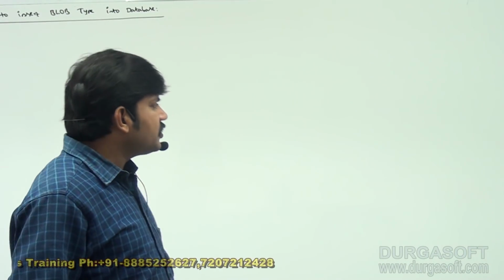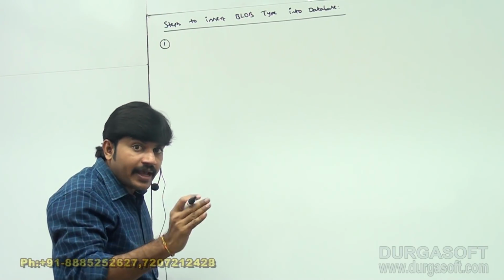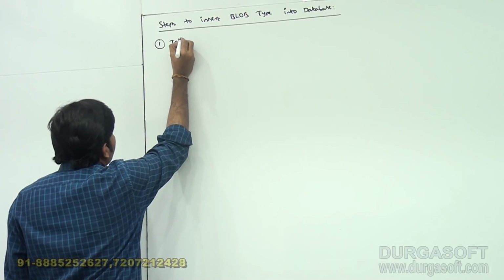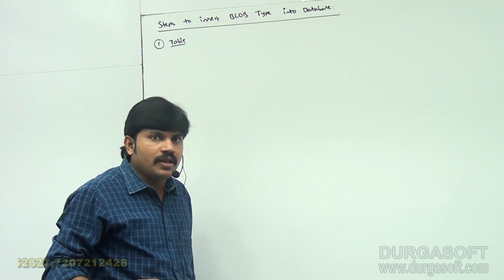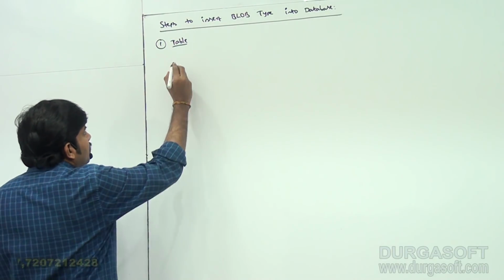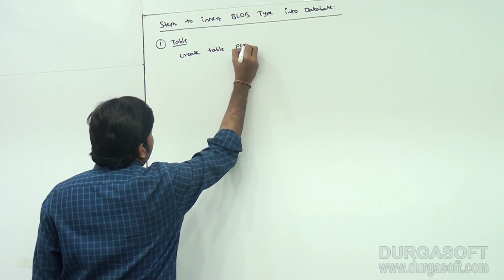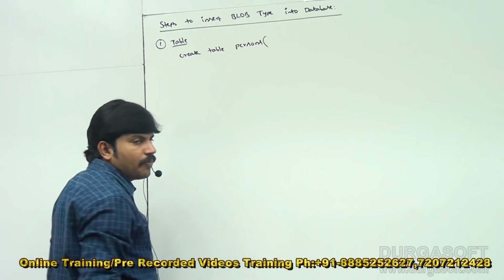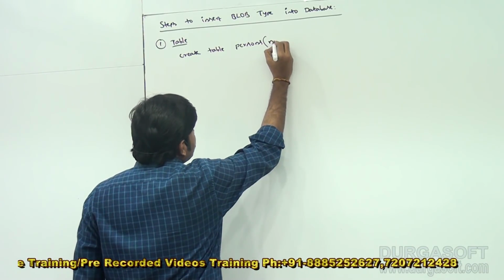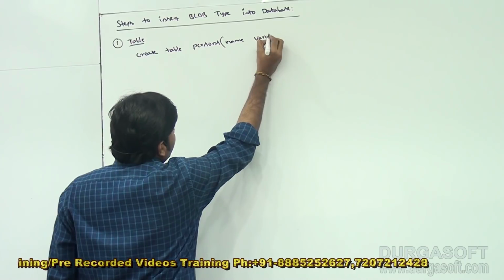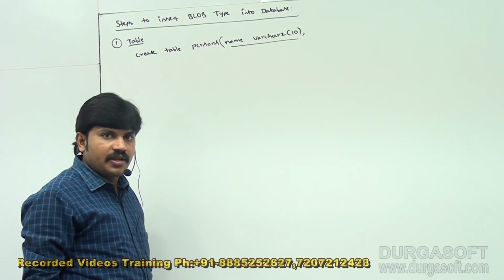I want to insert my image into the database. First step, make sure the table is ready to accept BLOB type data. How to create a table which can accept a BLOB type? Very simple. Create table persons. Persons is the name of the table. Next, the first column is name, VARCHAR2 of 10.